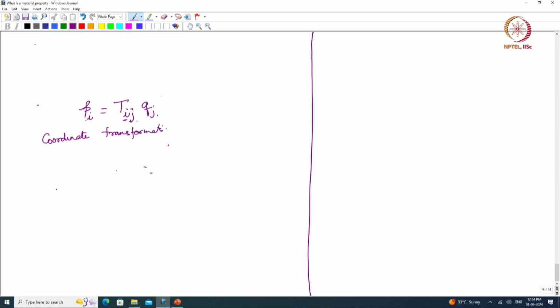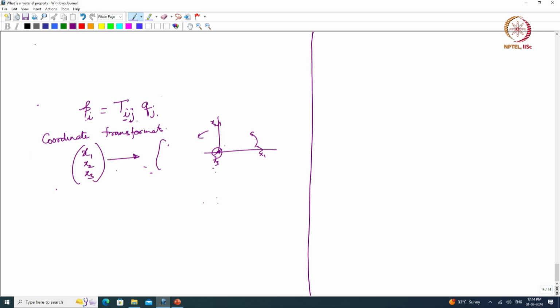I know how to transform vectors. If I have a vector x1, x2, x3, and I do a coordinate transformation, let us say I have a Cartesian coordinate system, this is x1, this is x2, and x3 is coming out of the board. I rotate this with a certain angle, then I get a new vector.